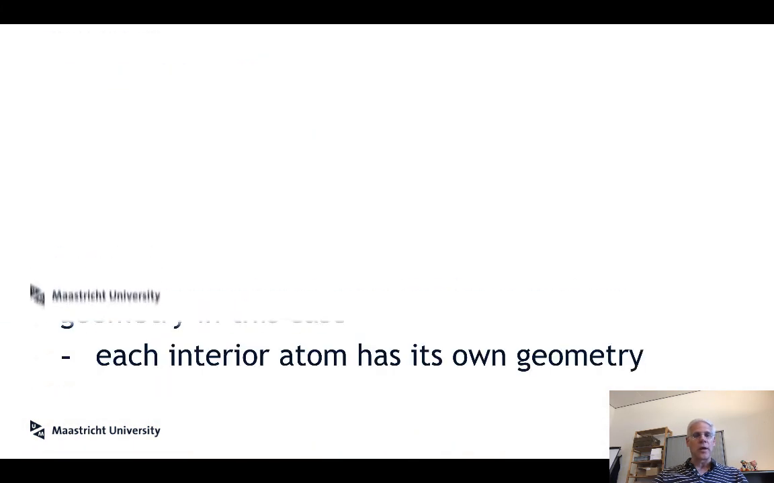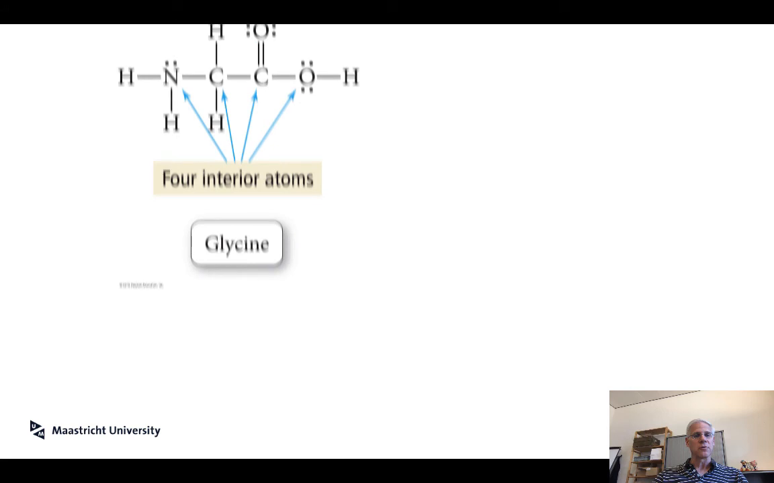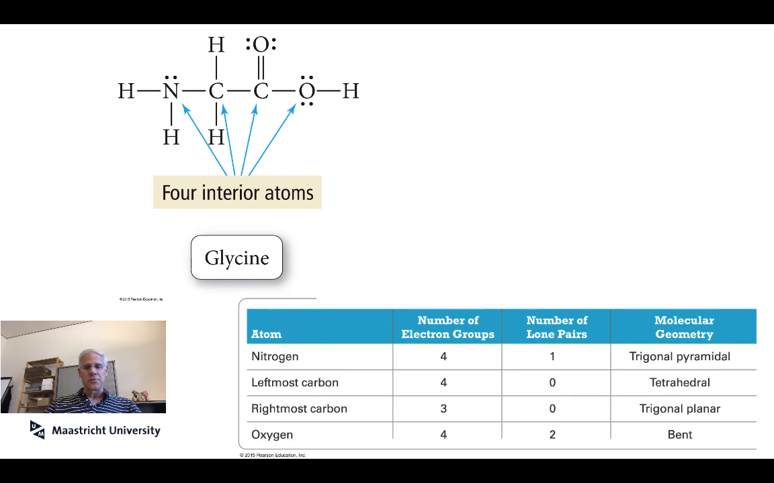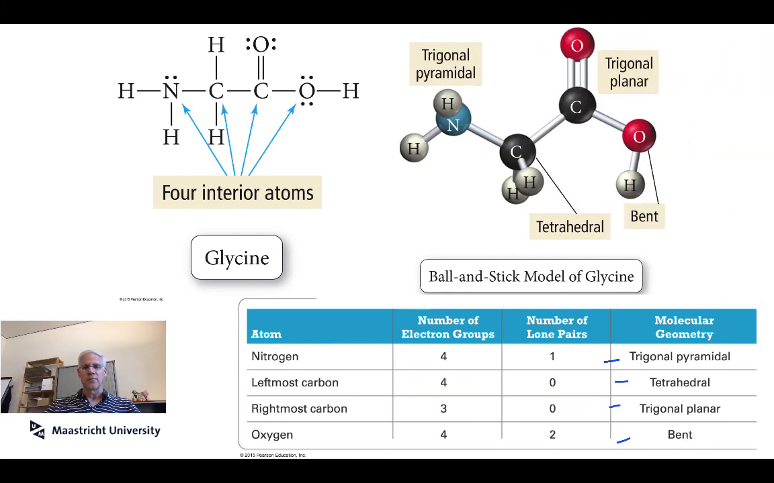So if we look at a molecule here, I forget which one it is, glycine, we see that we've got four interior atoms, the nitrogen, the two carbons, and the oxygen that's still in the chain there. And each one of those has their own set of electron groups, bonding pairs, lone pairs, and we can see that they all have a different molecular geometry around them, just around that particular atom. So there's four different molecular geometries for that molecule. So the molecule itself does not have a geometry. And there it is there.